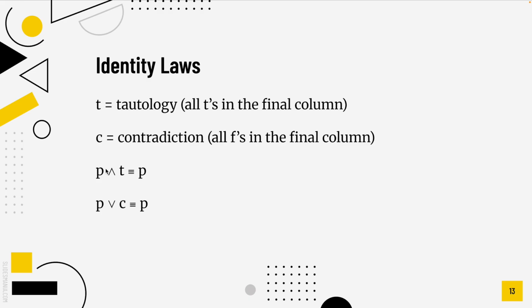Okay, so if we have P and T, it's just going to equal P because these are all true. And the and means it has to be true in both. So wherever this is true, it's going to be true. Where it's false, it's false. So it just ends up getting you P. With contradiction, it has to be or, because contradiction is all falses. And so again, it's only going to be where P is true that the final result is going to be true. Okay.